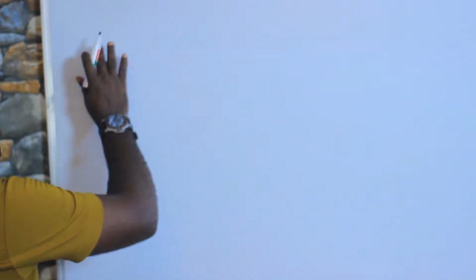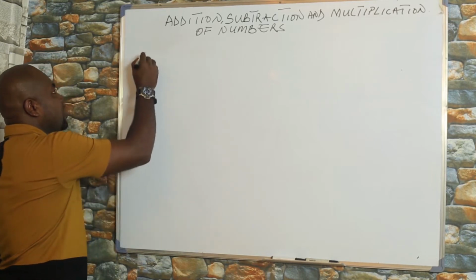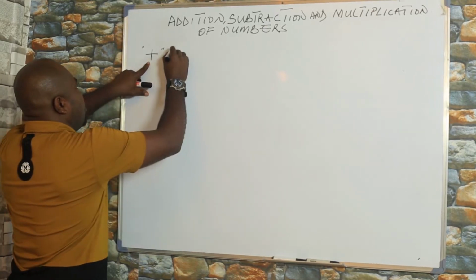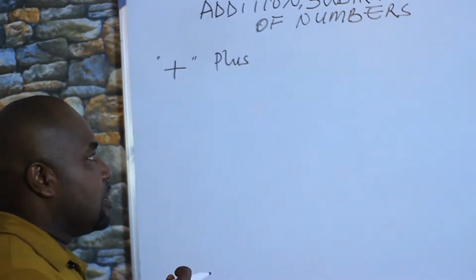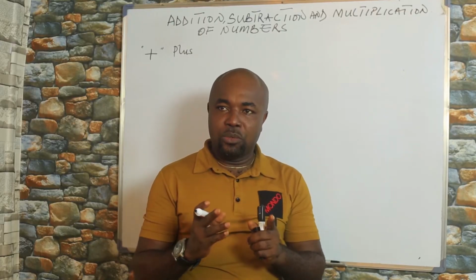Addition of numbers is denoted by the symbol plus. We say that addition of numbers means total counting numbers, and it is denoted by the symbol plus. When you add a set of numbers together, the result you get after adding up a total of counting numbers is known as a sum.